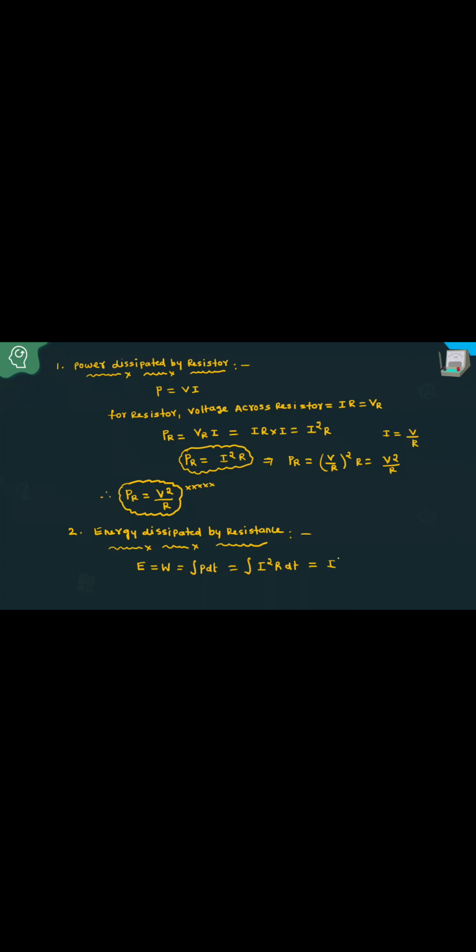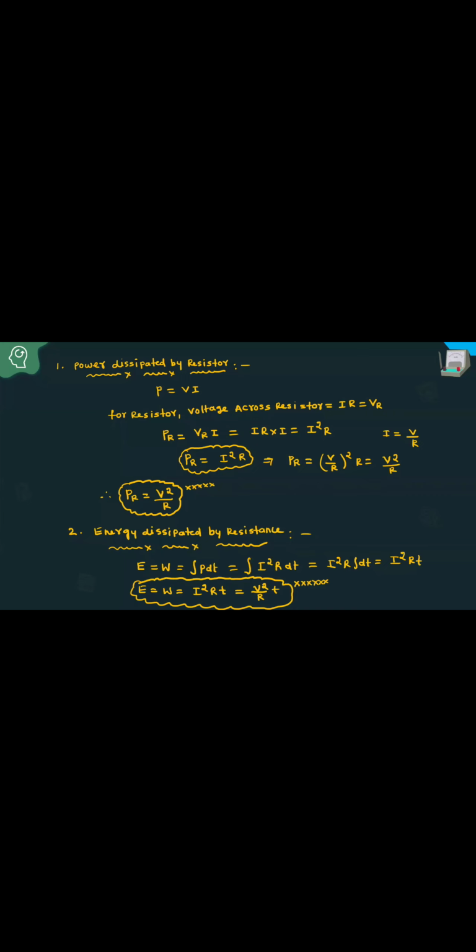Now I square R is constant, so I square R into integral dt. Integral dt is t. That is I square R into t. Then the energy dissipated by the resistor equals I square R into t. This is also equal to V square by R into t. This is the energy dissipated by the resistor.